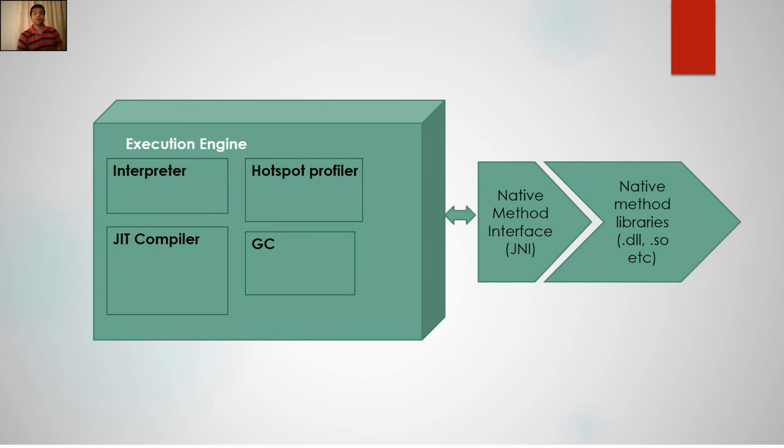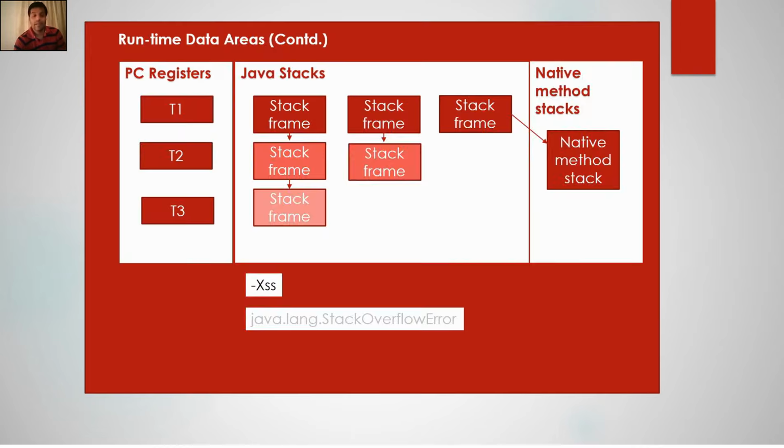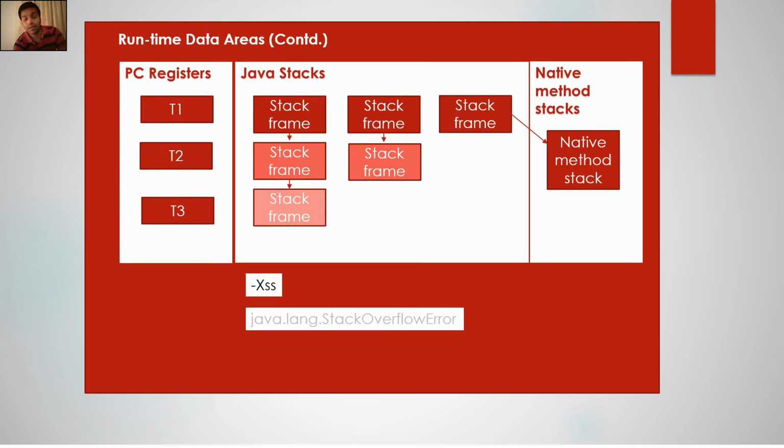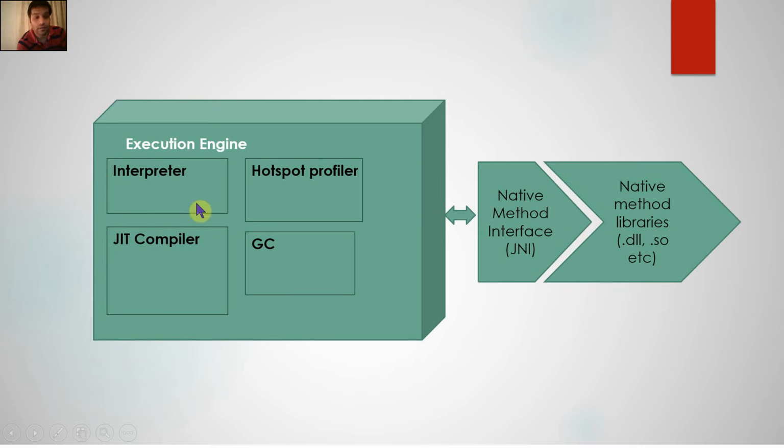Now let's go to the final point, which is the execution engine. Once the data area is loaded with the instruction to be executed, the current instruction to be executed is ready. The Java interpreter interprets the current instruction in the bytecode and executes it. So the execution engine, in a broad sense, has the following components: interpreter, JIT compiler (just-in-time compiler), hotspot profiler, and garbage collector.